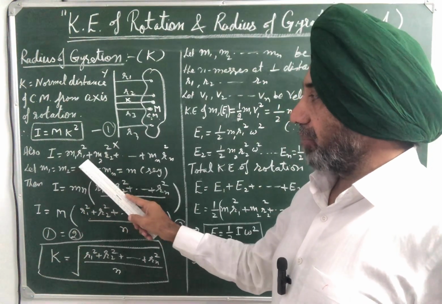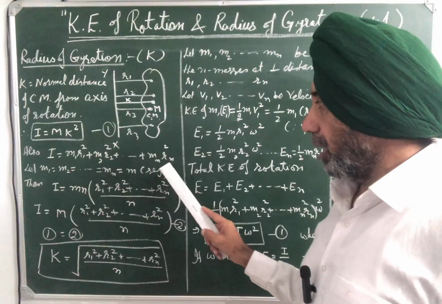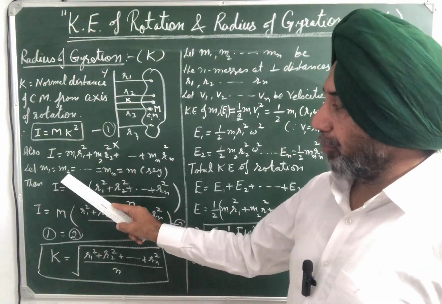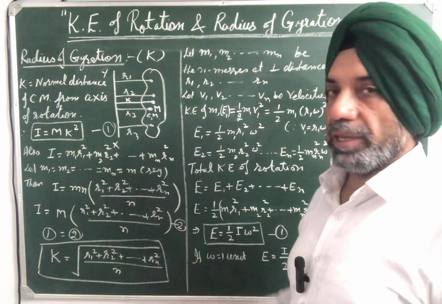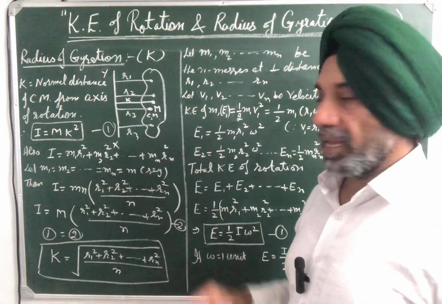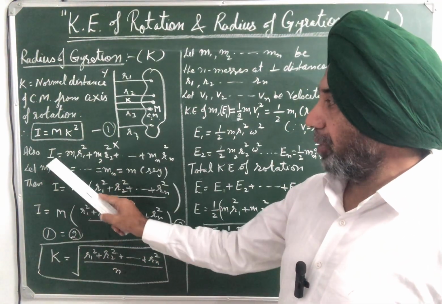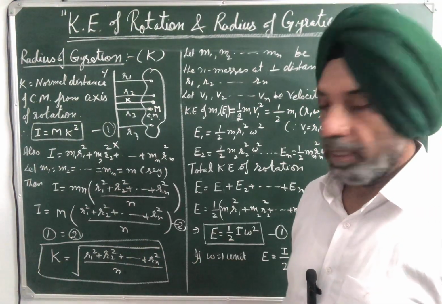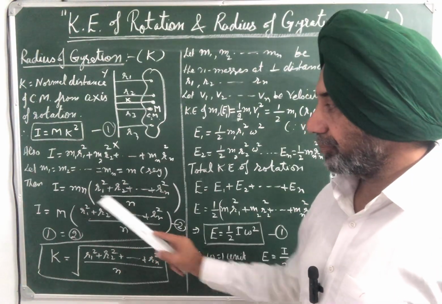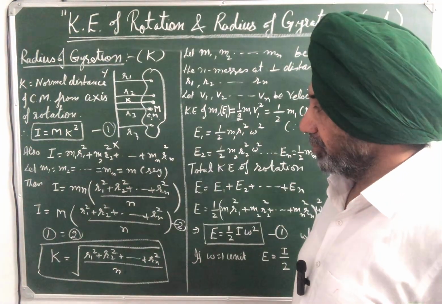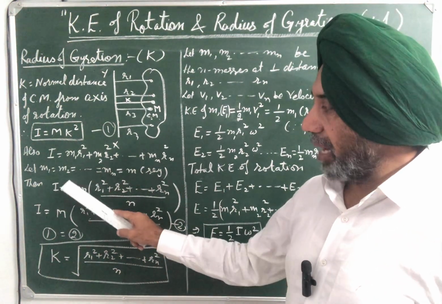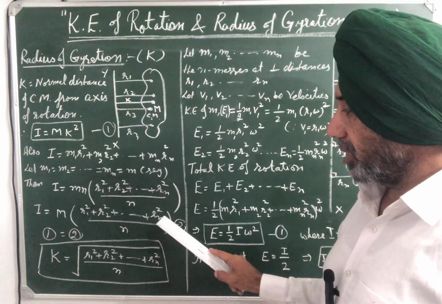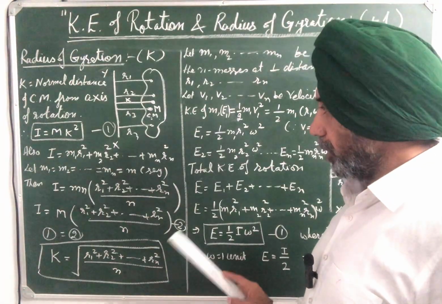Also I is equal to m1 r1 square plus m2 r2 square plus so on mn rn square, summation m r square. So suppose m1 is equal to m2 is equal to so on, mn is equal to m, say all the particles are of equal mass, then m can be taken common from this equation. So it will be r1 square plus r2 square plus so on plus rn square. Now multiply by n and divide by n. n is the number of particles. Then m into n will be the total mass of the rigid body. So I is equal to capital M times (r1 square plus r2 square plus so on rn square) upon n. So this is equation number 2.